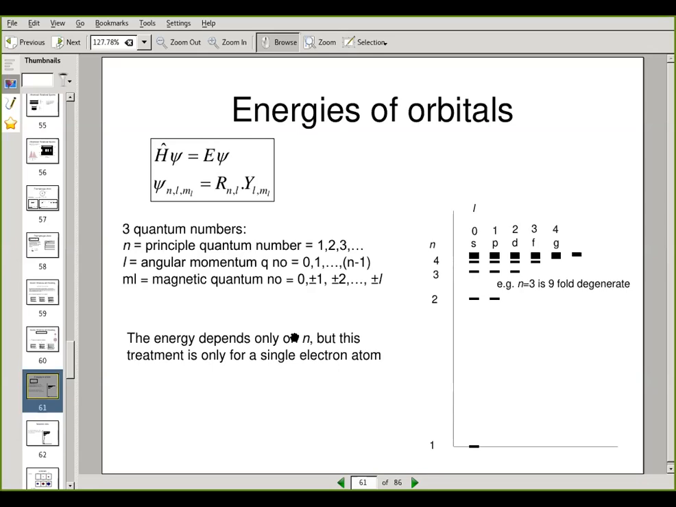So the energy depends only on N, but please bear in mind that these results are only for a single electron atom. In our case, we've worked with hydrogen, so we haven't placed any other electrons in this atom. We're ending up with the energy being dependent on N, and of course we've got different possibilities. So at level 2 we've got 3 different p orbitals and the s orbital, so there are 4 different possibilities there. At level 3 you've got an s orbital, 3 possible p orbitals, 5 possible d. So there are 9 possibilities there. It's 9-fold degenerate at that level.